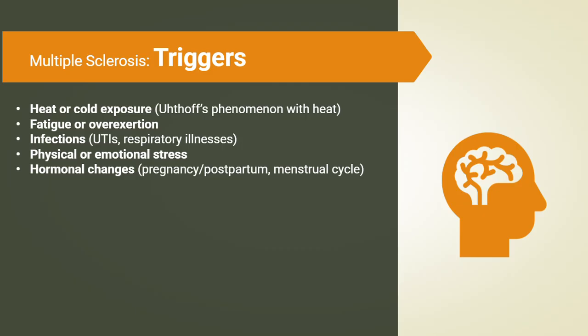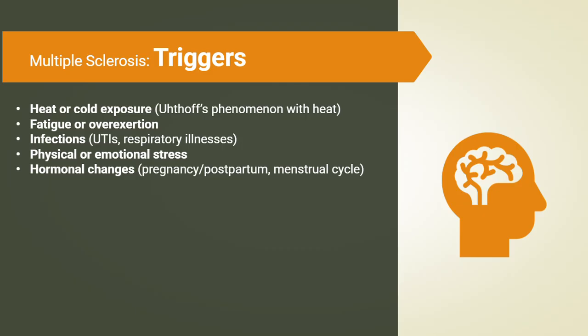One major trigger is extreme temperatures, especially heat. Many multiple sclerosis patients experience what's known as Uthoff's phenomenon, where an increase in body temperature due to weather, hot showers, fever, or strenuous activity worsens neurological symptoms temporarily. Extreme cold can also increase stiffness and spasticity.